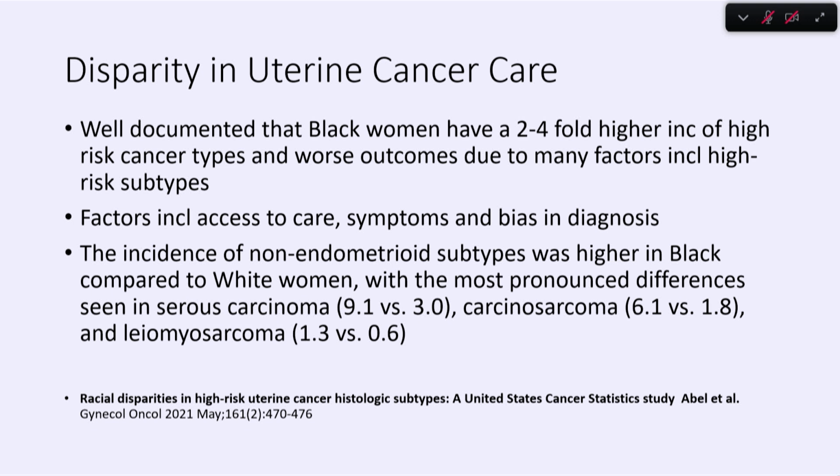It's well documented that Black women have a 2 to 4 times higher incidence of high-risk cancer types and worse outcomes due to many factors, including high-risk subtypes. So just a little bit about uterine cancer care. I want to just go back to the leiomyosarcoma that I brought up earlier. Factors include access to care, symptoms, and bias in diagnosis. And the incidence of non-endometrial subtypes was higher in Black women compared to white women, with the most pronounced differences seen in serous carcinoma, carcinosarcomas, and leiomyosarcomas, all with pretty less than favorable outcomes.